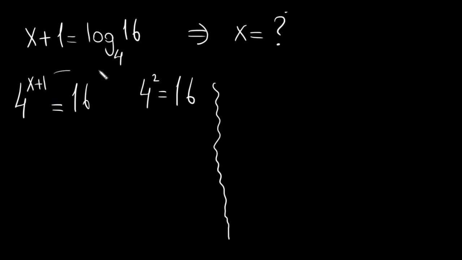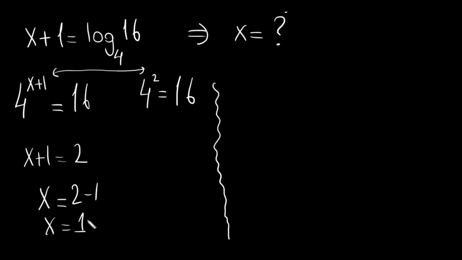So x plus 1 must be 2. So x plus 1 is going to be 2. So I can subtract 1 from both sides and I can get x equals 2 minus 1. X equals 1. This is the first way of solving this.